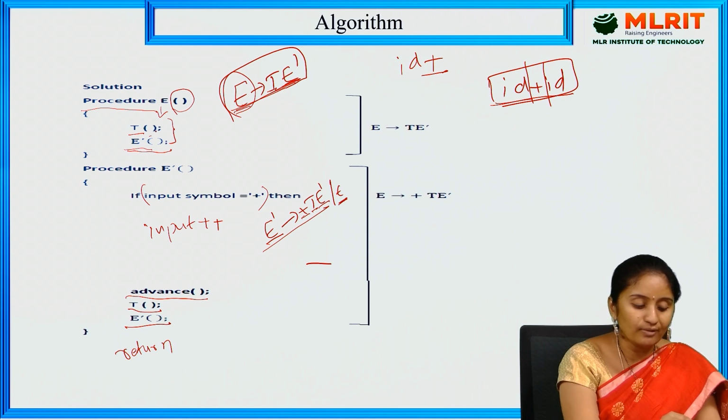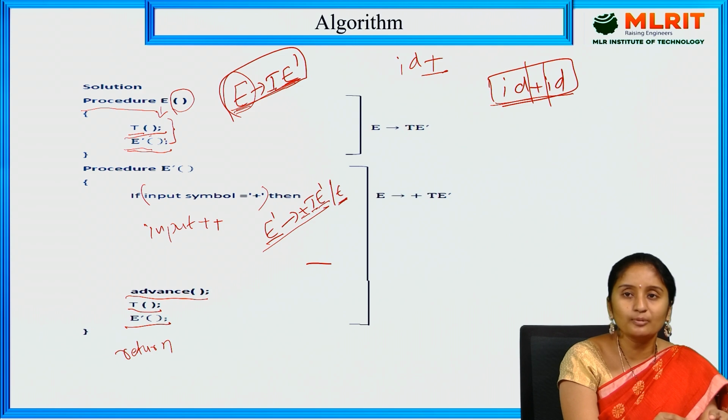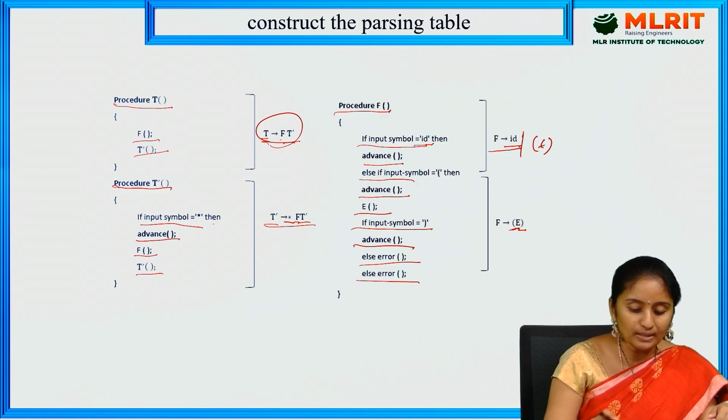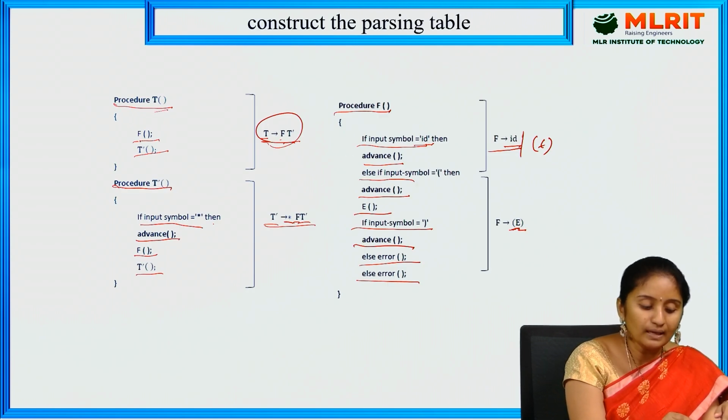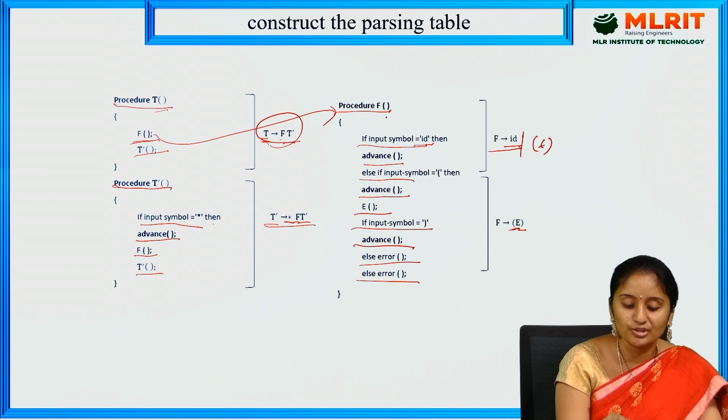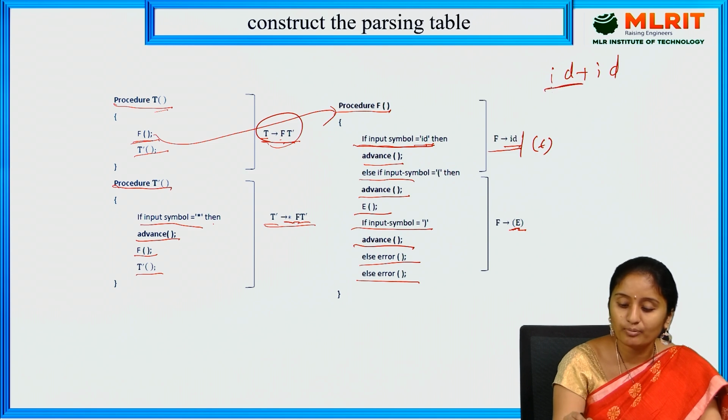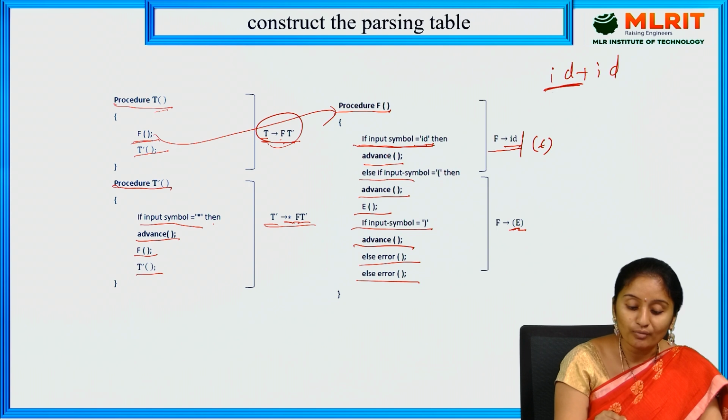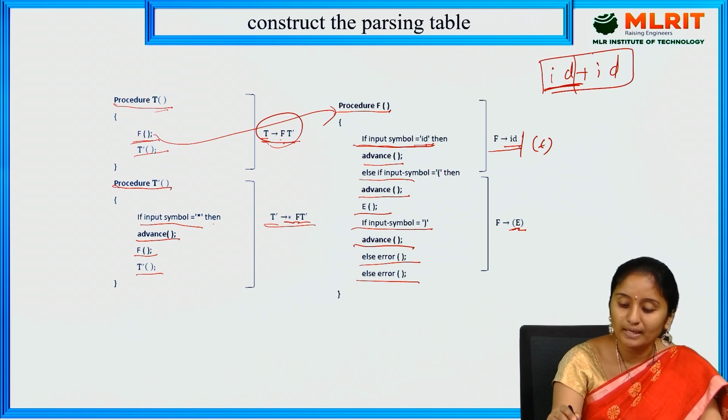It comes here, the T function, which is a function call. It checks the definition, where the procedure of this T is. The T procedure is here. Then again internally I have F, which is also a function call. So we check the procedure of this one. I am finding the procedure here. My input is ID plus ID. If input symbol is equal to ID, yes, input symbol is equal to ID, this is matching, so it advances. My input symbol is matched.